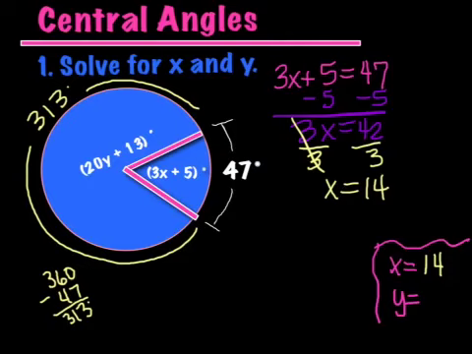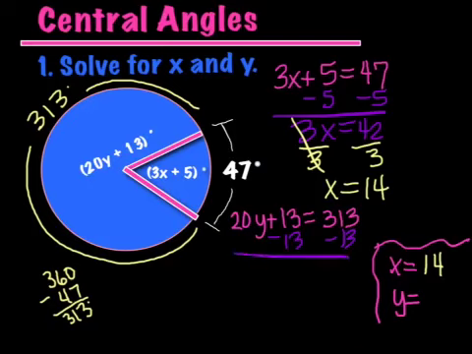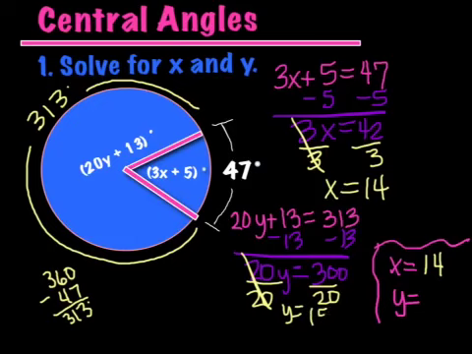So we have to set up 20y plus 13 equals 313. Okay, so we're going to subtract 13 on both sides. So we end up with 20y equals 300. Let's divide by 20 on both sides. And we get that y equals 15. Okay, so that is how we solved for x and y.